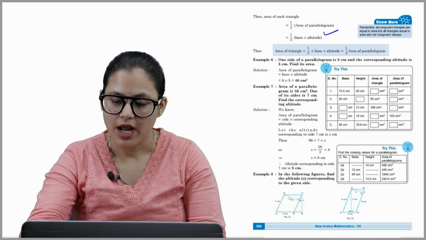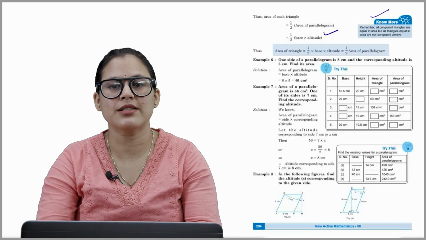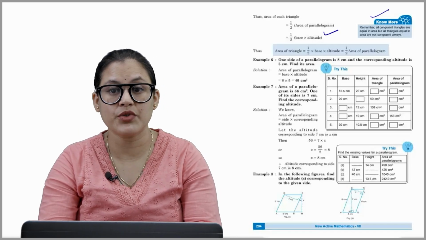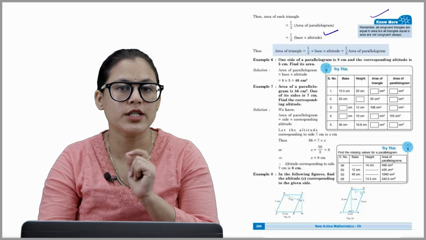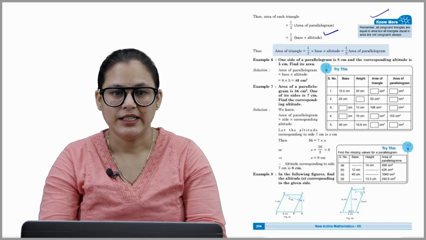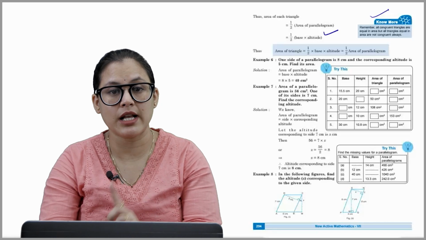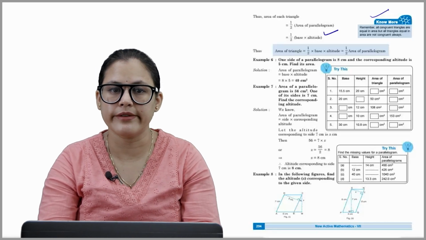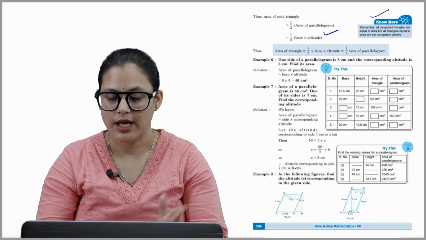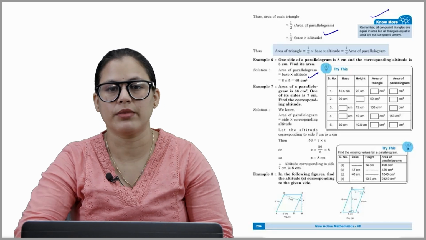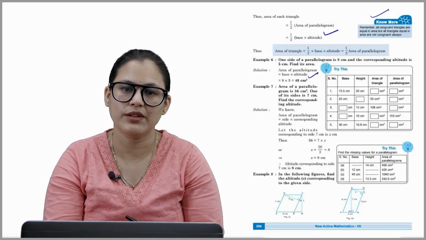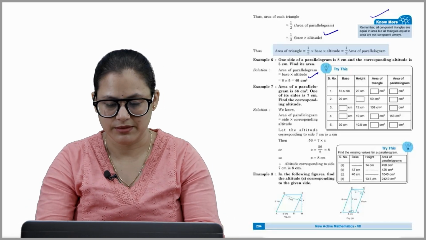Remember, all congruent triangles are equal in area, but all triangles equal in area are not congruent always. Example 6, one side of a parallelogram is given and the corresponding altitude is 5 centimeter. Find its area. What is the area? Area is base into height. Base is given and height is also given. So it's very easy, right?